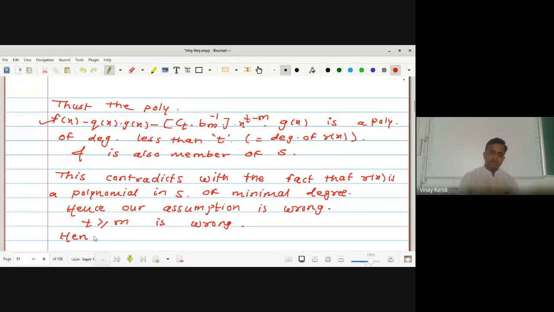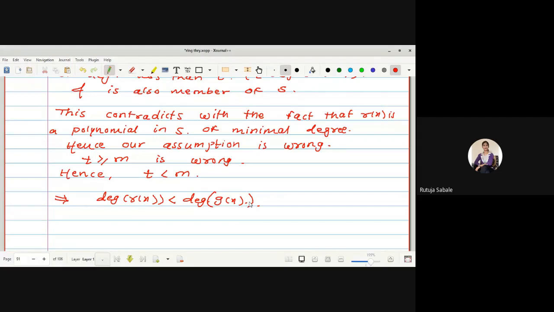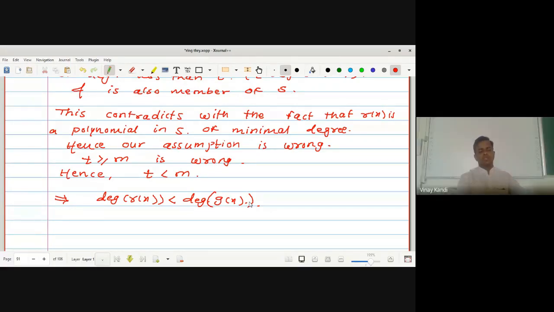Hence, t must be less than m. That implies the degree of r of x is less than degree of g(x). Any doubt? No, sir. So this is the division algorithm theorem for F(x). Now we have to prove the uniqueness.